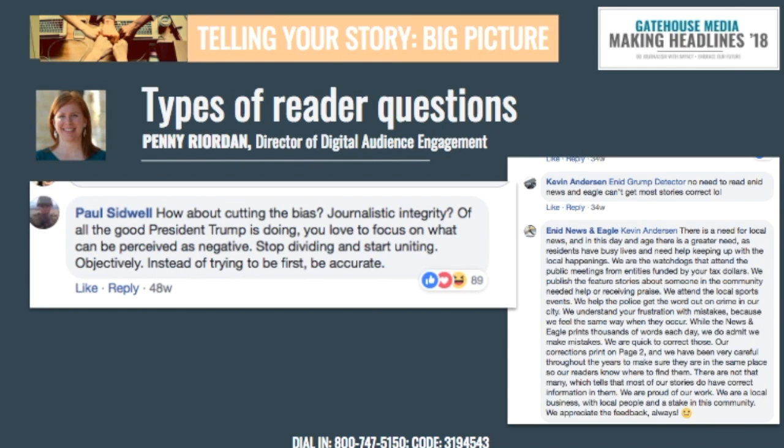So a good example of this, these are some screenshots. This is not from Gatehouse paper. This is actually from a newspaper in Colorado. But these Facebook comments probably don't look very different than yours. Here's a quote about cutting bias. And then here on the right is actually a really thoughtful response of the need for local news, being transparent about their work.